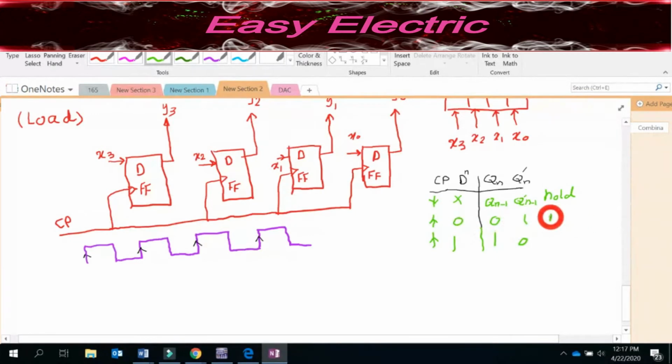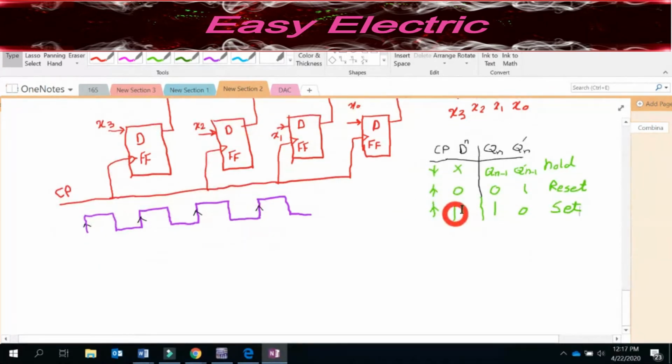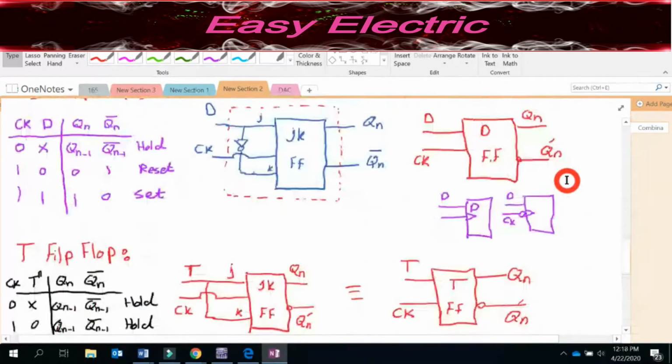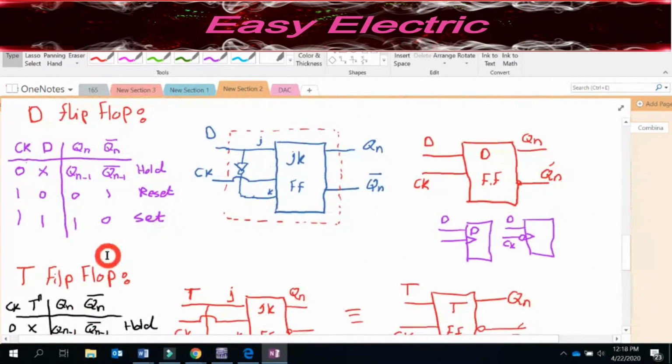So we call this reset because you have a 0, right? So here you get the 1, you call this set, okay? So the only difference actually between this table and the table of the normal D flip-flop, you just change the 0 to the falling edge, and these two change to the rising edge.